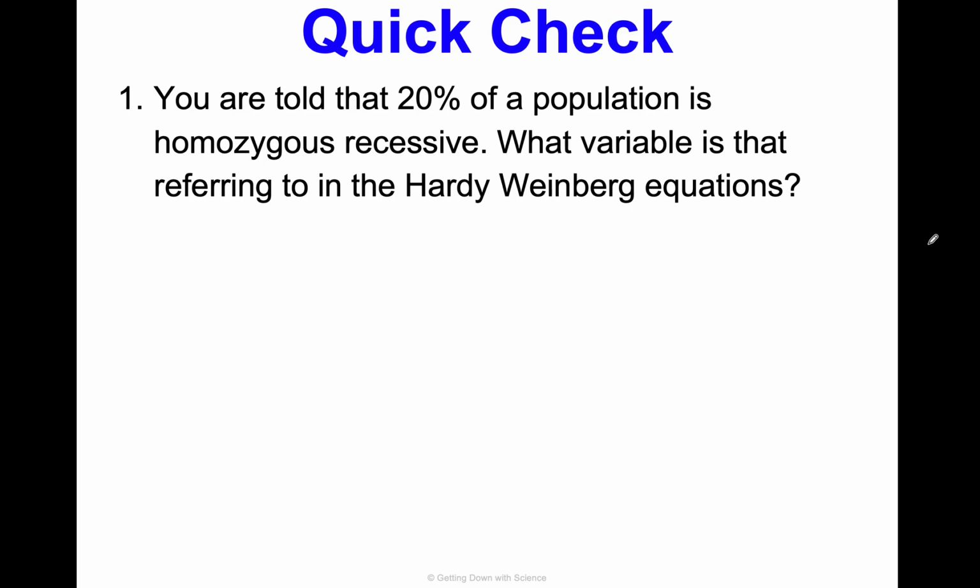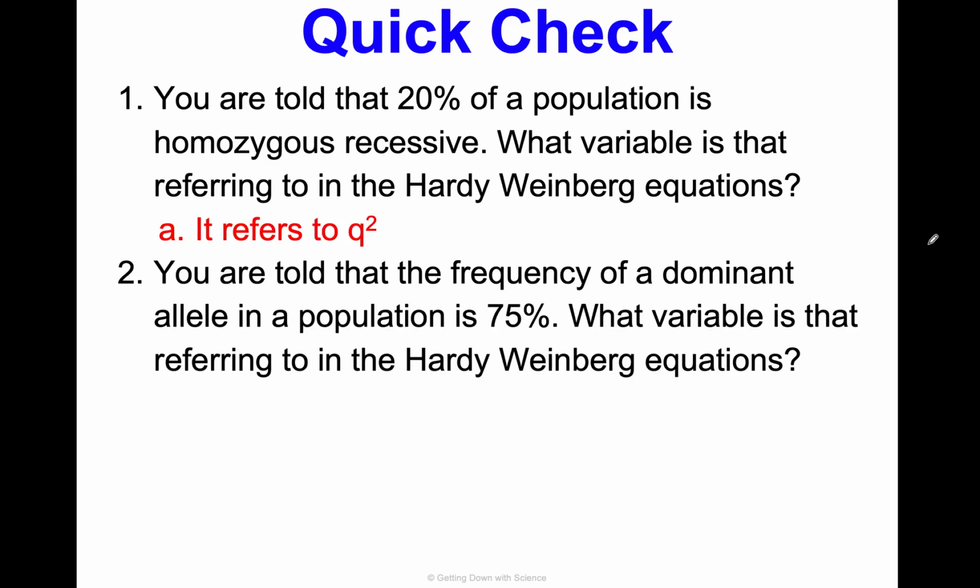So quick check. You are told that 20% of a population is homozygote recessive. What variable are they referring to in the Hardy-Weinberg equation? Homozygote recessive. Boom, Q squared, you got it. You are told that the frequency of a dominant allele in the population is 75%. What variable is that referring to in the Hardy-Weinberg equations? It refers to P only. We are not talking about homozygote recessive. We are talking about a single dominant allele. See the distinction?